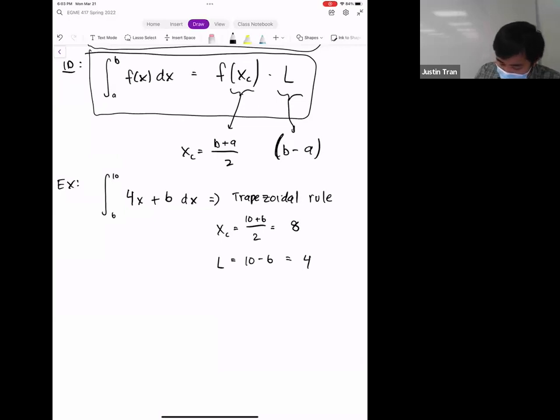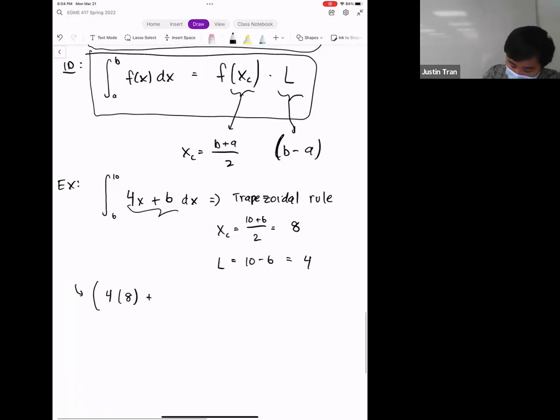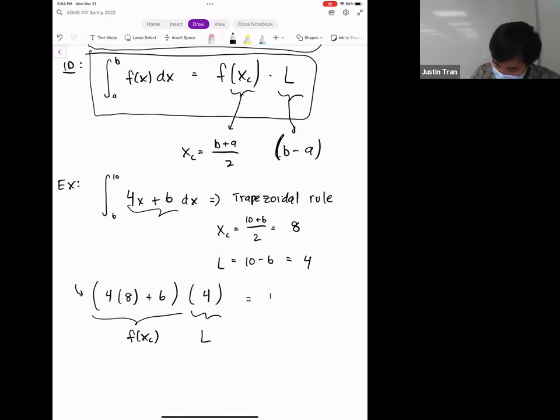If we perform this integral, our integrand is 4x plus 6, and we're going to evaluate it at the centroid. For 4x, we put 4 times 8, where 8 is xc, plus 6. This right here is f at xc, and then we multiply by the length, which is 4. When we perform that arithmetic, we end up with 152. That's our approximation of this integral using the trapezoidal rule.